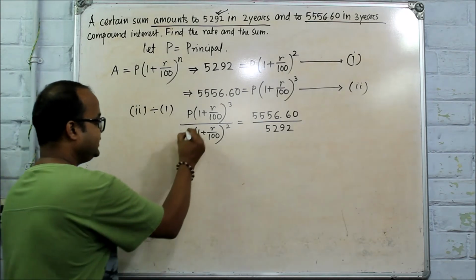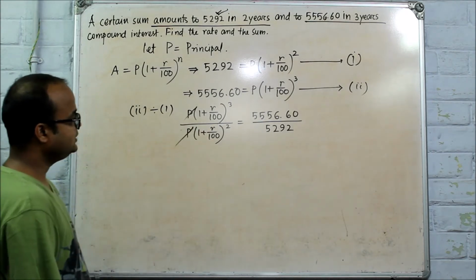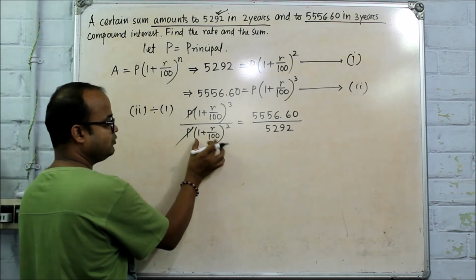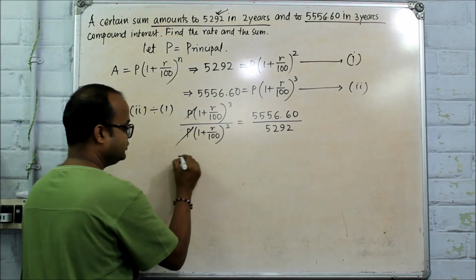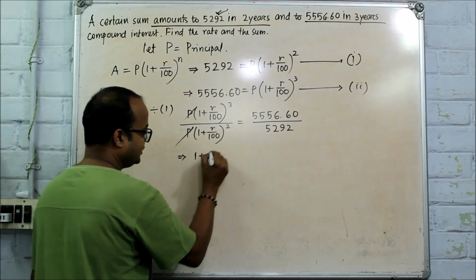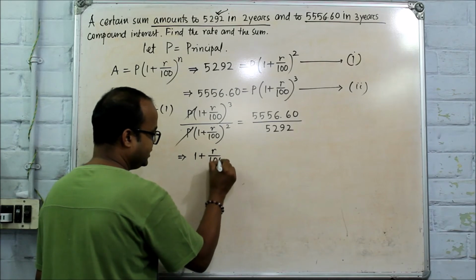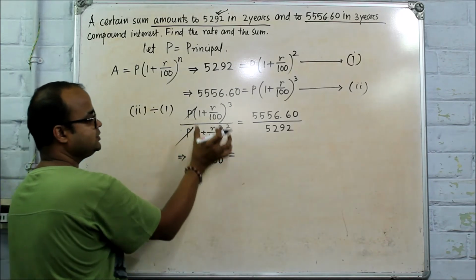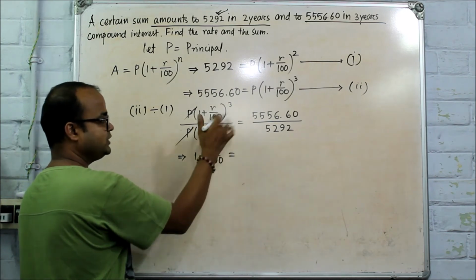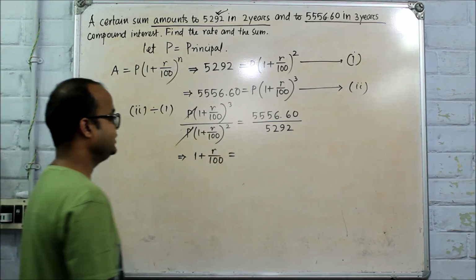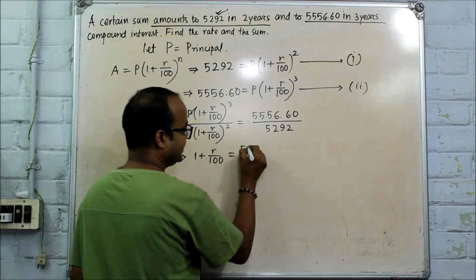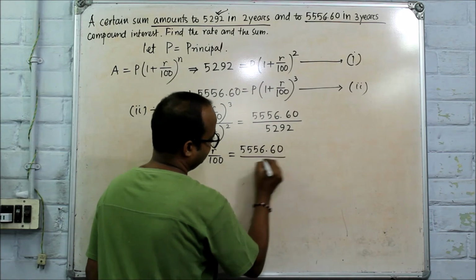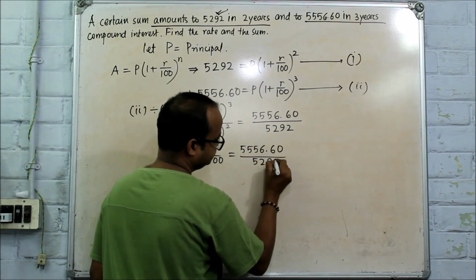Clear? Now see, P and P will get cancelled. (1 + R/100)^3, denominator is (1 + R/100)^2. So it will get cancelled, you will get 1 + R/100. Numerator contains 3 terms, denominator 2 times, so 2 times will get cancelled, that will leave 1. And this is equal to 5556.60 by 5292.